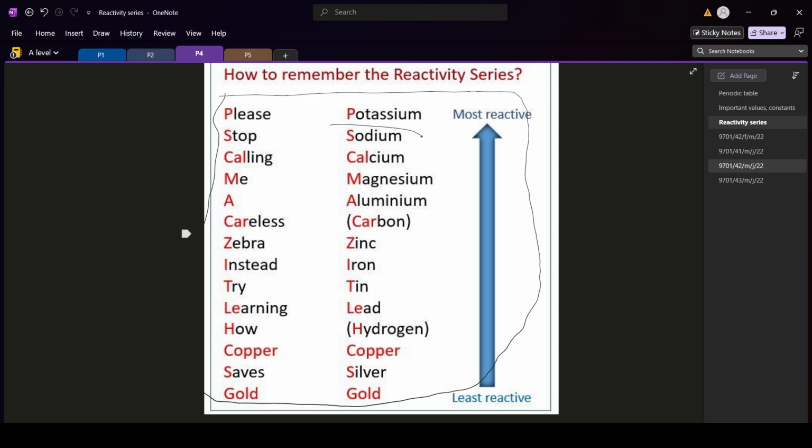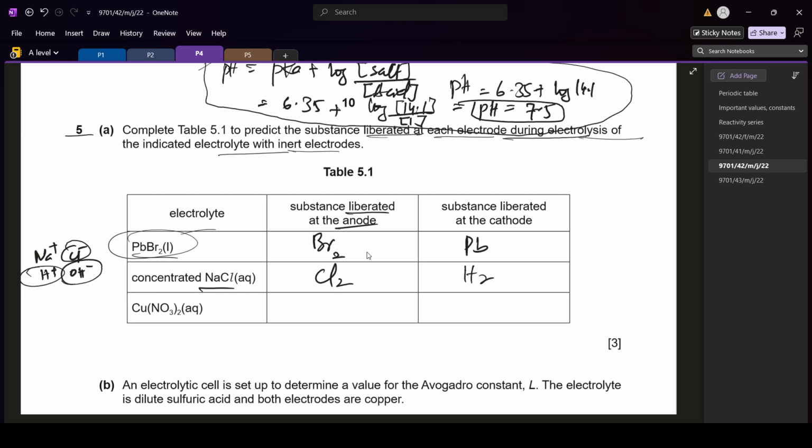So you can see that sodium is more reactive than hydrogen. Most reactive at the top; reactivity increases upwards. So sodium is more reactive and hydrogen is less reactive. The less reactive metal is liberated at the cathode, because the more reactive will not be reduced. And then we have third, copper nitrate.